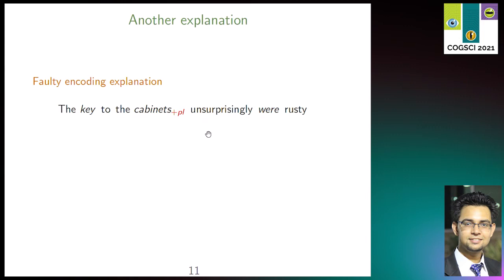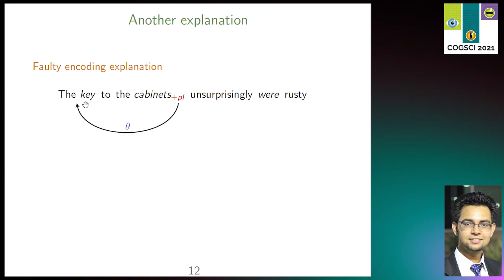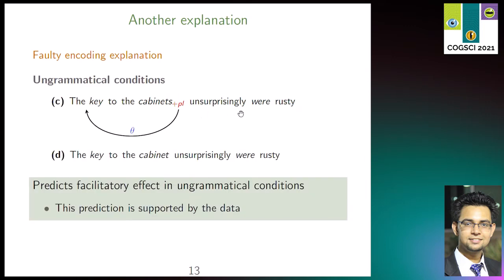Well, there is another explanation based on the idea of faulty encoding. The idea is this, that the plural feature at cabinets percolates up to the subject noun in a proportion of trials, and in those trials the subject key would have a plural feature and it would be able to license the plural auxiliary verb, right? So we expect faster reading times in condition C, where we have a plural feature at cabinets, compared to condition D, where cabinet does not have a plural feature. So the faulty encoding-based model predicts a facilitatory effect in ungrammatical conditions, which is consistent with the data, right?